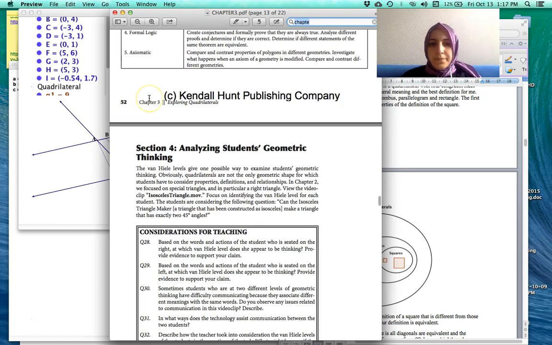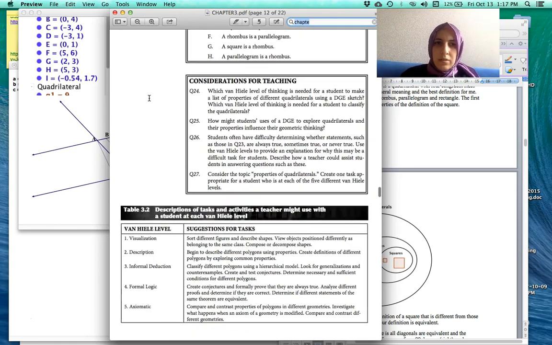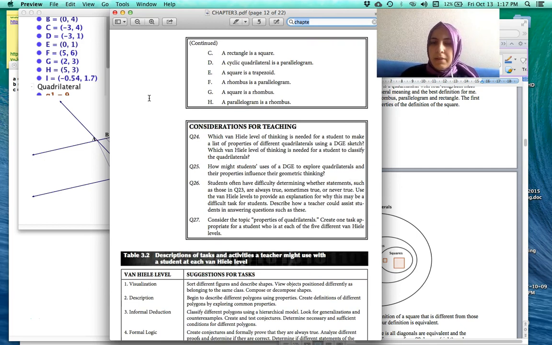Question 25. How might students' use of a DGE to explore quadrilaterals and their properties influence their geometric thinking? Using a DGE affects how students explore quadrilaterals and their properties well, because they can find the length of sides, the situation of each side, find the angles, and find many properties of a quadrilateral, and they can clarify the name of the shape.